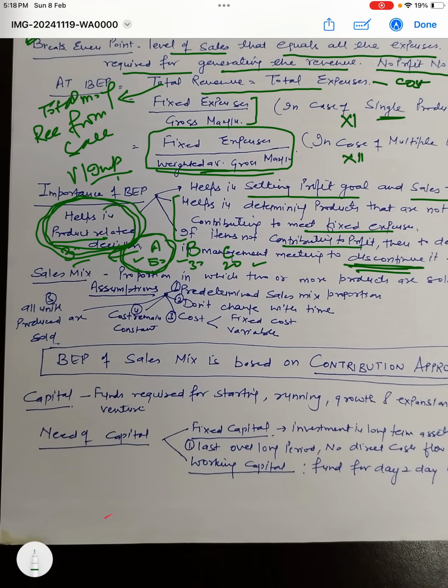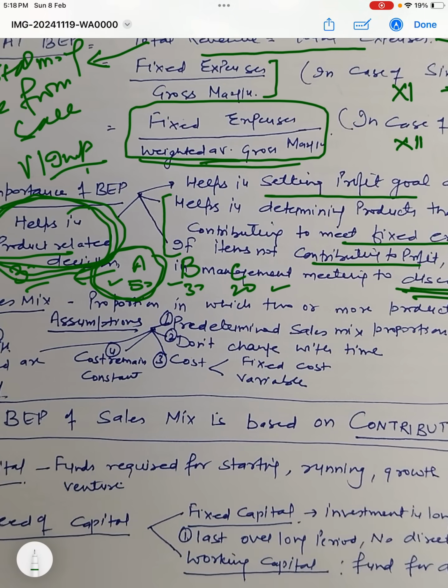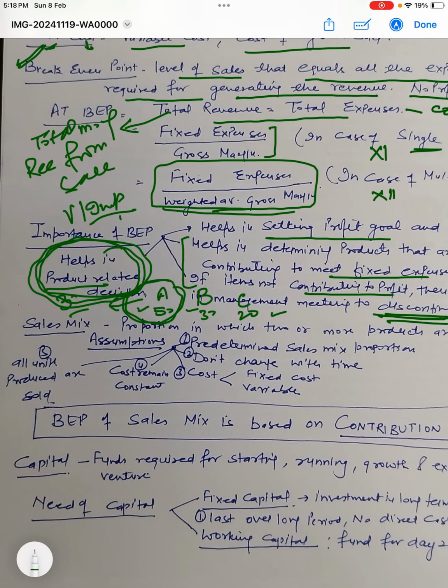And what you need for the calculation of weighted average gross margin is sales mix. Now the question comes, what is this sales mix? It's just the name which is difficult, otherwise the concept is too simple. You are selling three products, A, B and C. 50% of sales are of A, 30% are of B and 20% are of C.